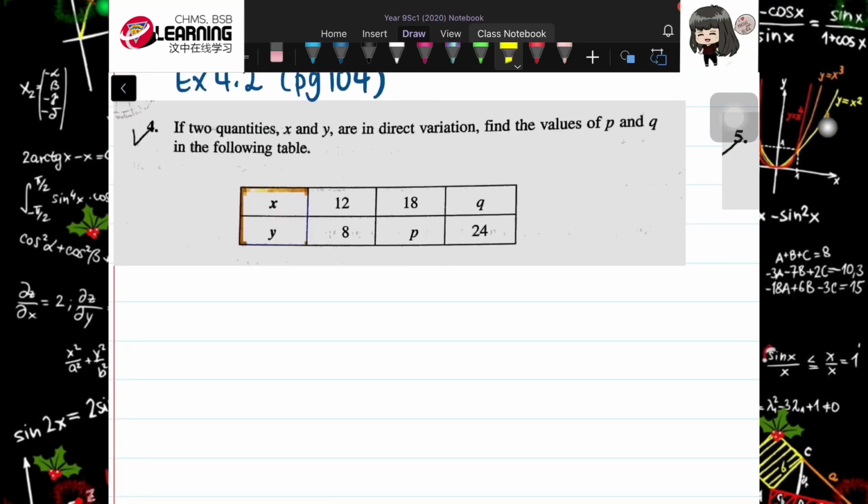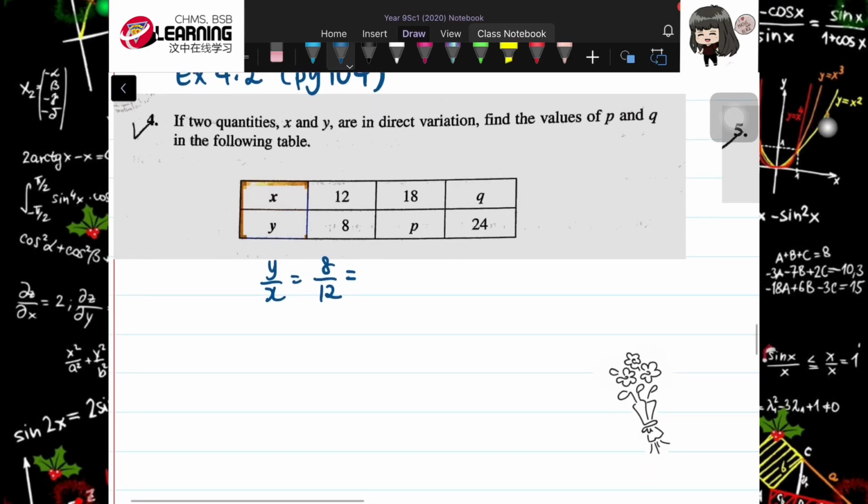If two quantities x and y are in direct variation, direct variation means that you have constant k again. Find the values of p and q in the following table. In this case, you can find k first. So this is what we normally do: y divided by x. Here is 8 divided by 12. 8 over 12, divided by 4 for both numerator and denominator, becomes simplified. So it is 2 over 3. So your constant is 2 over 3.